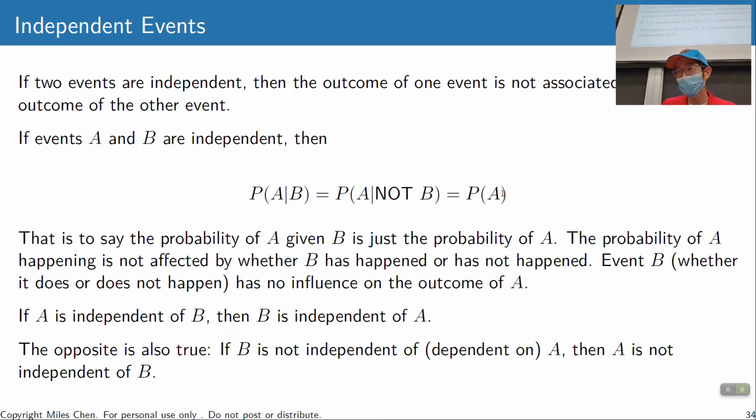It doesn't matter what happened to B, whether B did better or worse, it's the probability of A. So we'd say A is independent of B. And if that's the case, then B is independent of A. And the opposite is also true. If A and B are not independent, then B is not independent of A, and A is not independent of B. So either these two events are independent of each other, or they're not independent of each other.